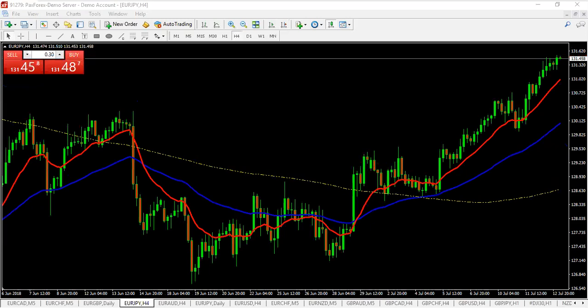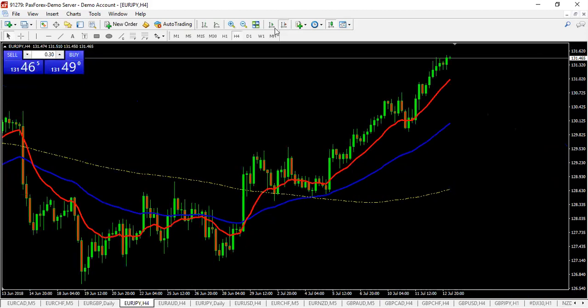Where was I? Okay, so I was saying this is the first strategy that I was using before I started to use the moving averages, and I made quite a lot of money using it. So let me just show you guys how it works. Now, I've always used it with the H1 time frame.